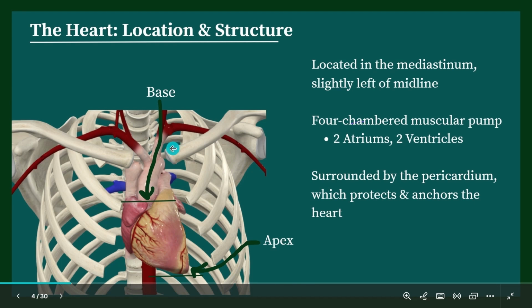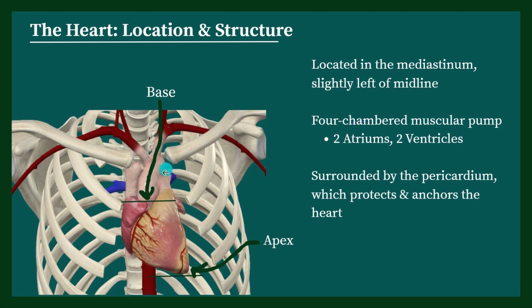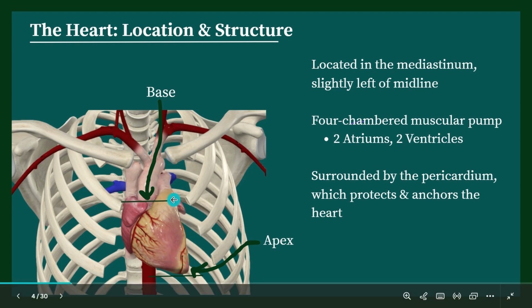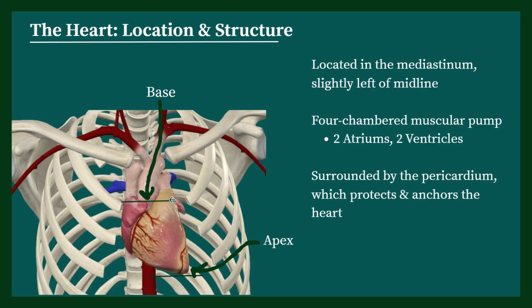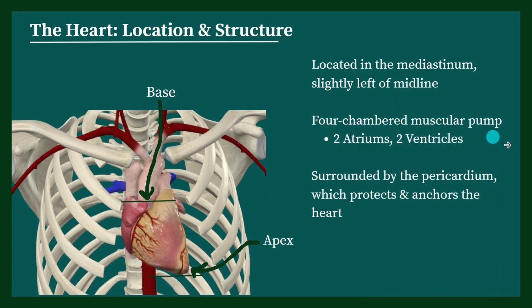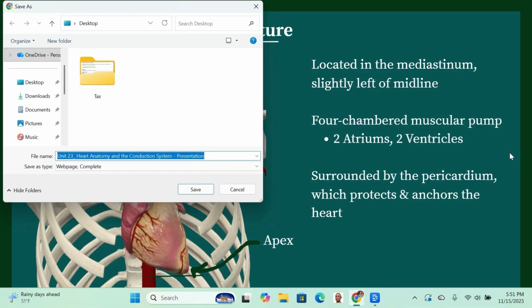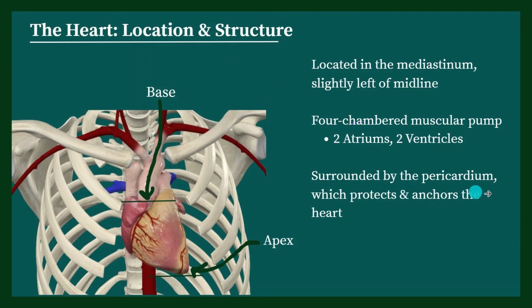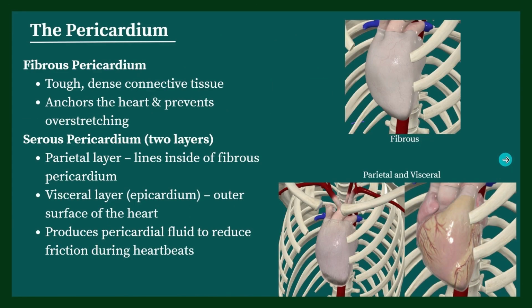It's surrounded by a pocket that's called a pericardium. It's a mucous membrane. It creates like a liquid bubble around the heart, and it anchors it into place. All right. Let's talk about that pericardium for a minute. There are 3 layers of the pericardium. The first layer is the fibrous pericardium.